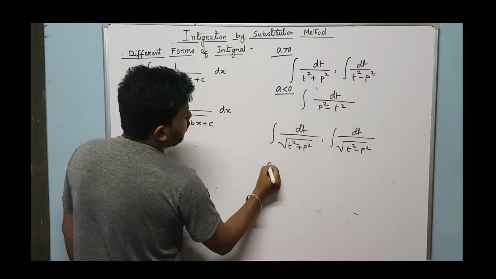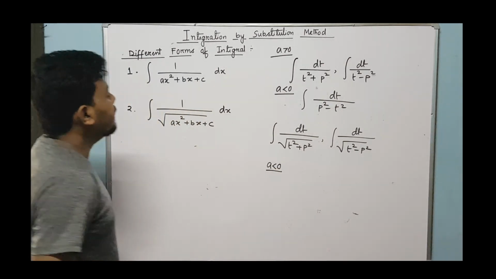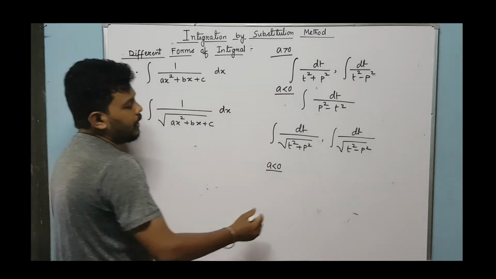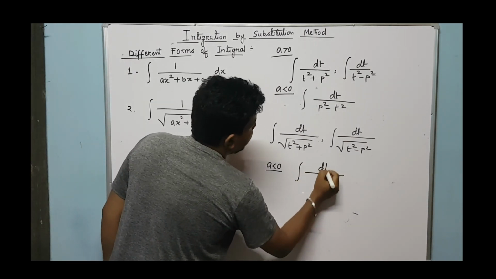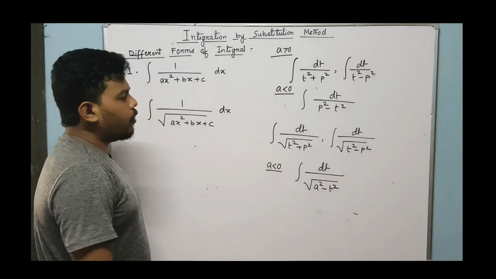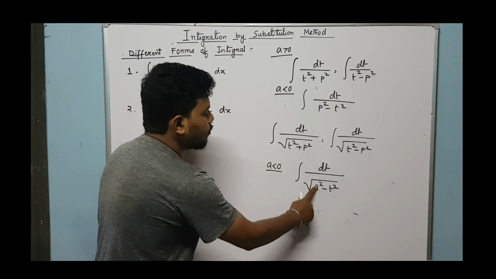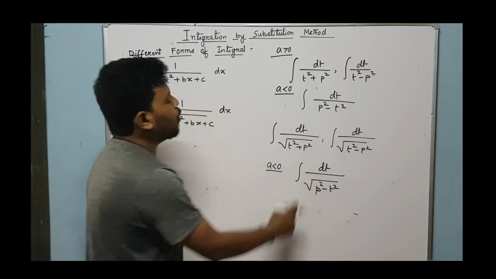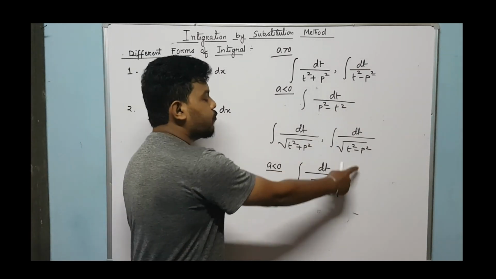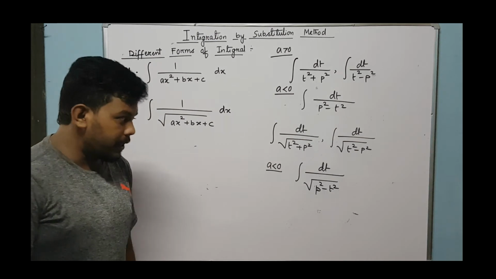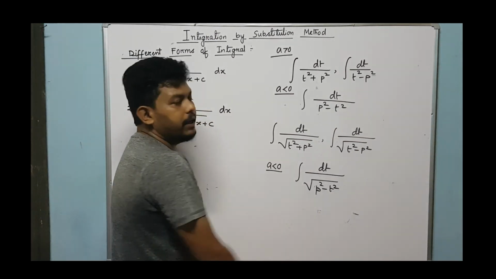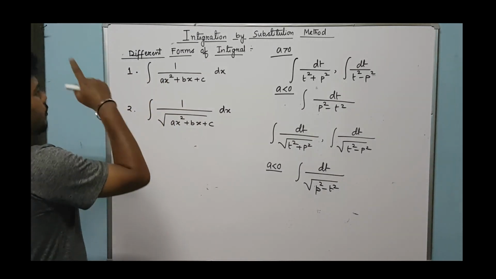And when the value of a is negative, a means the leading coefficient, the coefficient of x squared is negative, then it gives rise to dt by a square minus t square. So for this the formula will be, p square. For this the formula is log of mod of t plus root over t square plus p square, and for this the formula will be log of mod of t plus root over t square minus p square, and for this it is sin inverse of t by p. So this is from number 1.